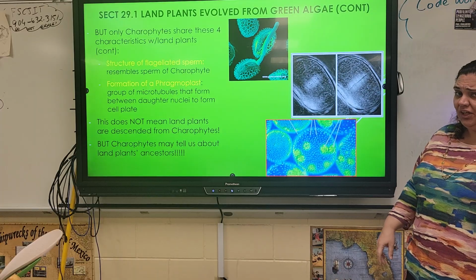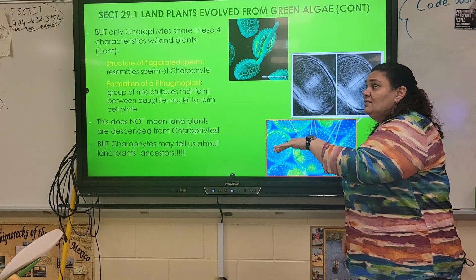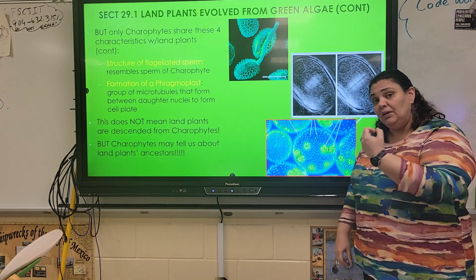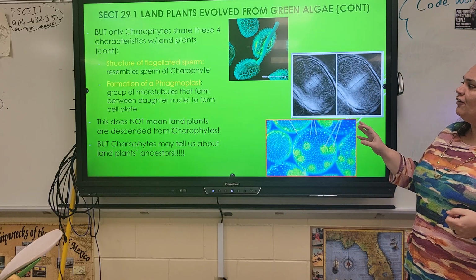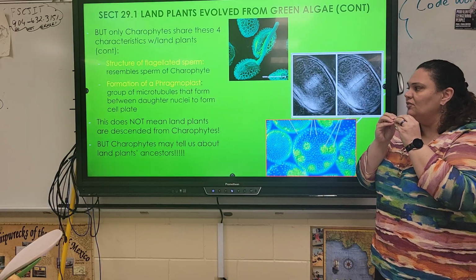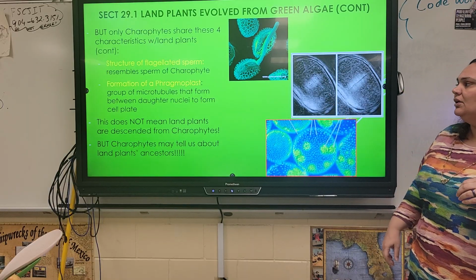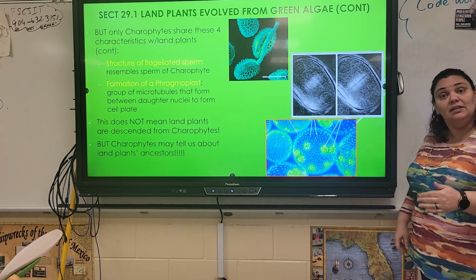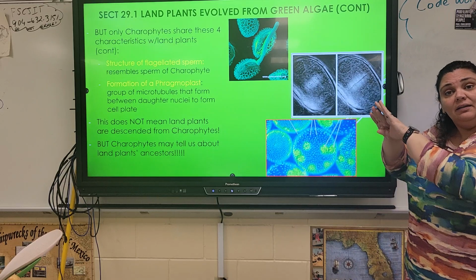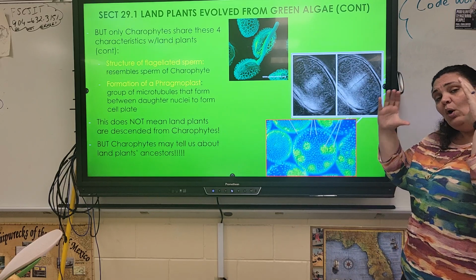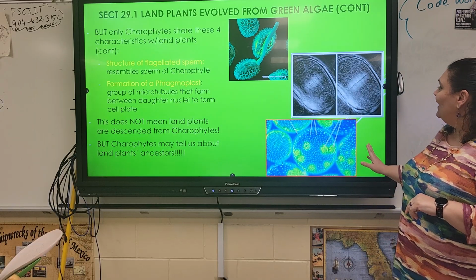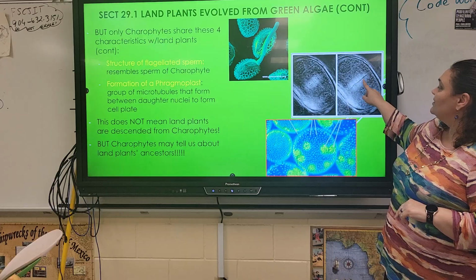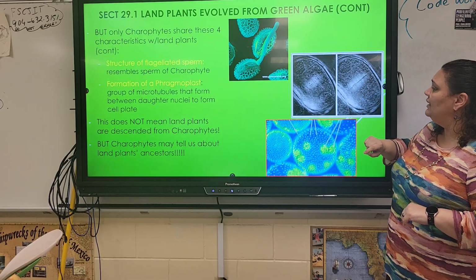They do have a flagellate sperm. This is important because this is something that's going to disappear as plants evolve or become more complex. And there's a formation of a phragmoplast, which is these little microtubules that work together between the daughter nuclei to form the cell plate during cytokinesis, right? During the cell cycle, so that we go from one cell with 2 nuclei to 2 cells with 1 nucleus each. That's what we're showing right here, the cell plate forming during cytokinesis of plants.